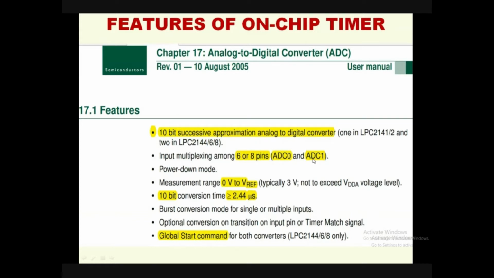So totally there are 2 ADCs and there are 14 channels. This is how we arrive at the 14 channels in 2 ADCs, right? Through the multiplexing. So there is a power down mode.